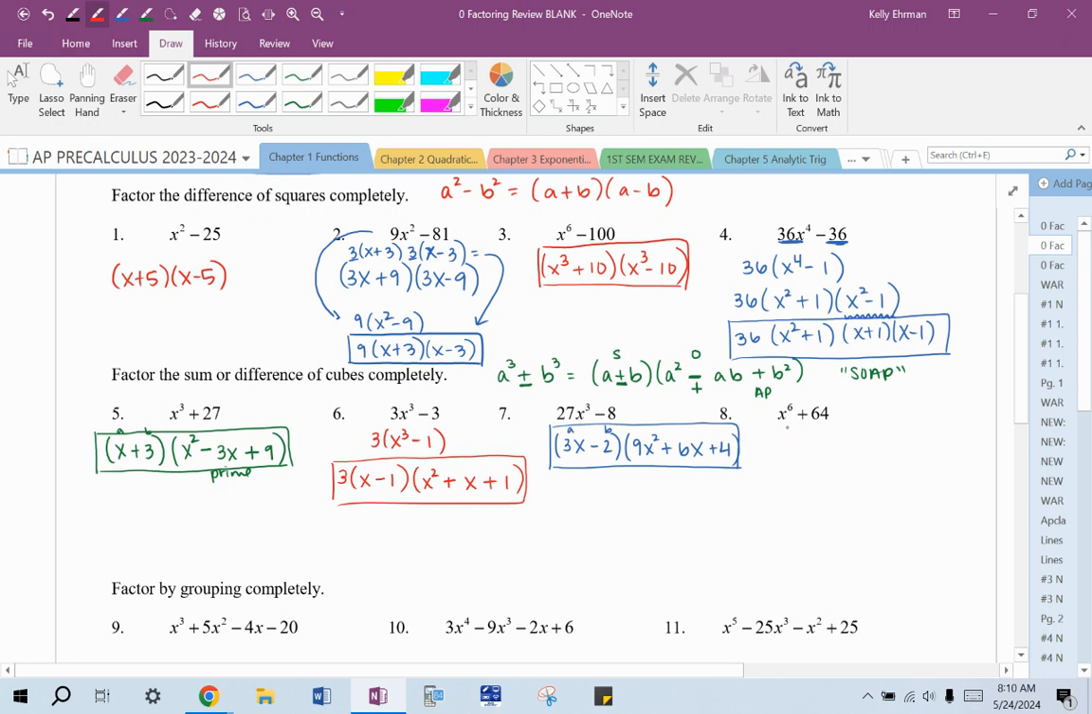For this next one, it's x to the 6th instead of x to the 3rd, but x to the 6th is a perfect cube. With exponents, it's a perfect cube if you can divide it by 3. It's a perfect square if you can divide it by 2. It would be a perfect power of 4 if you could divide it by 4. So this can be done with a sum of cubes. So this is x squared, x to the 6th, divide the 6 by 3 to take the cube root. Cube root of 64 is 4. And then when you square the first term, you get x to the 4th minus x squared times 4 is 4x squared plus 4 squared is 16.